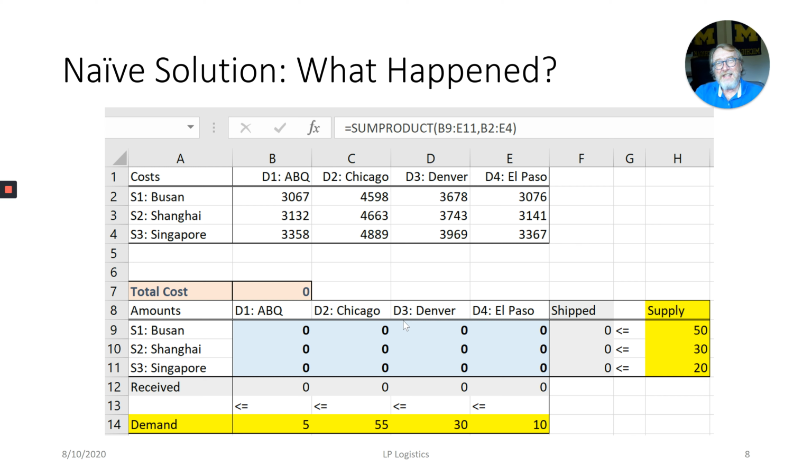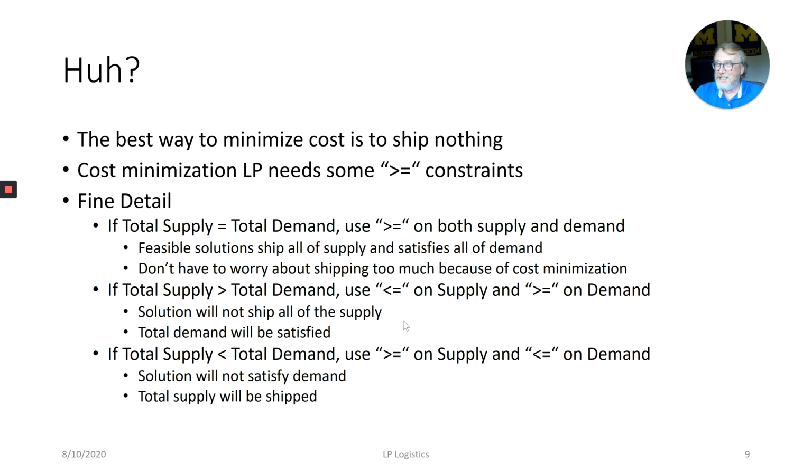And your boss will say, that's great. You're fired. You don't ship anything, you don't make any money either. So that's a bad thing. So what happened? Well, when we're doing cost minimization, we have to have some bigger than or equal to constraints, right?